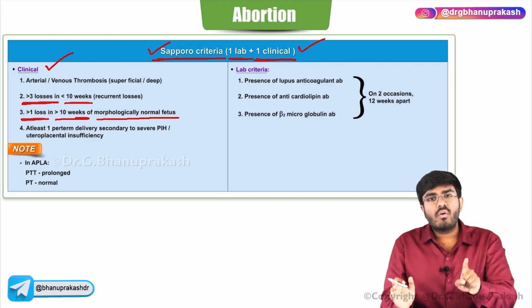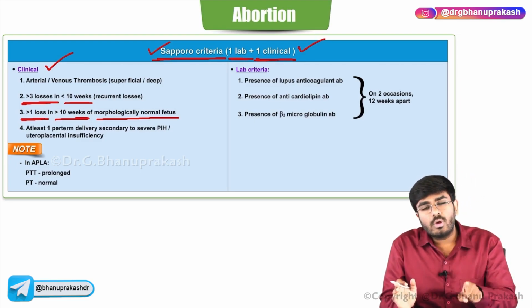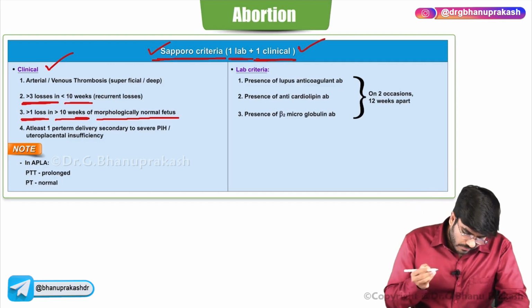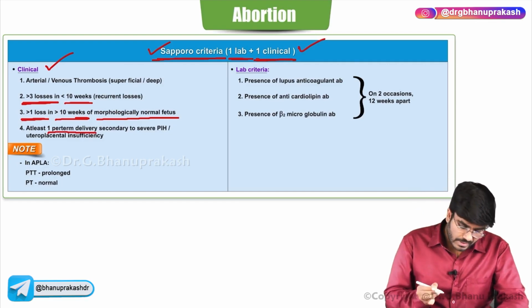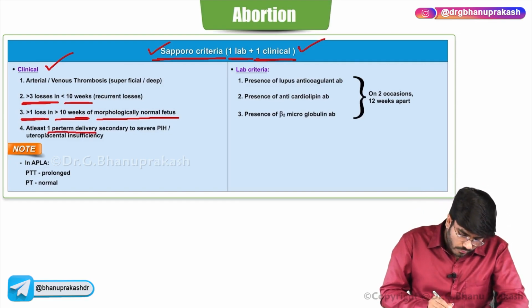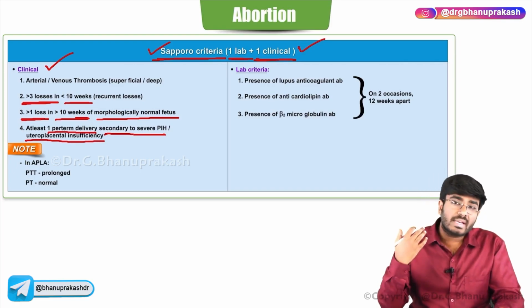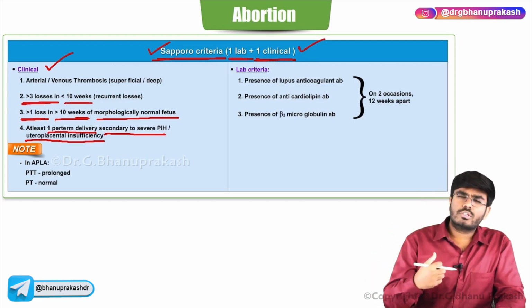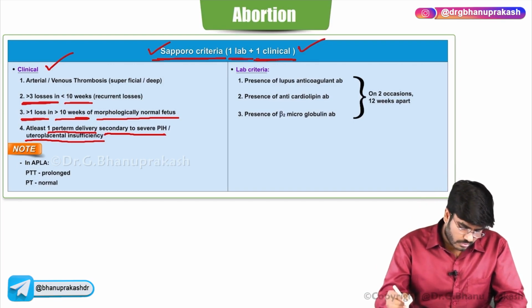After 10 weeks, loss of one morphologically normal fetus, or before 10 weeks, loss of 3 or more fetuses. Now, apart from that, there is a history of preterm delivery secondary to severe pregnancy induced hypertension or uteroplacental insufficiency. Because of pregnancy induced hypertension, because of preeclampsia, if there is a preterm labor in the history of this female, that can also be taken as a clinical criterion for diagnosing this APLA syndrome.